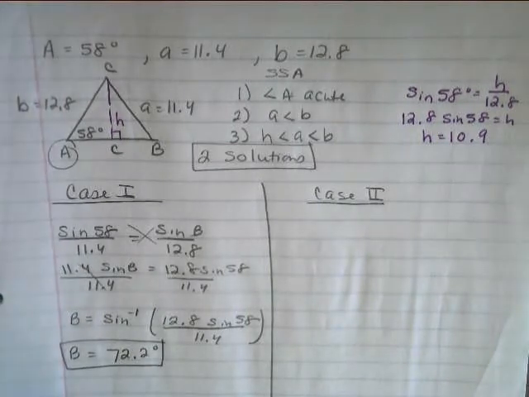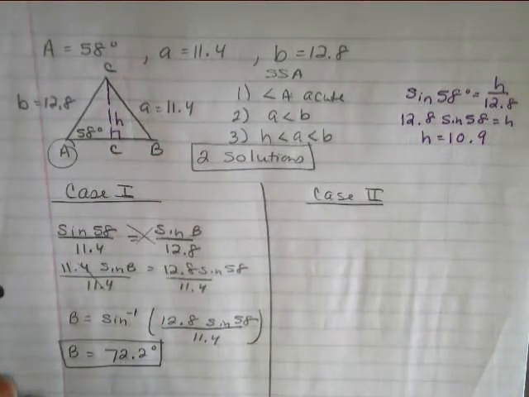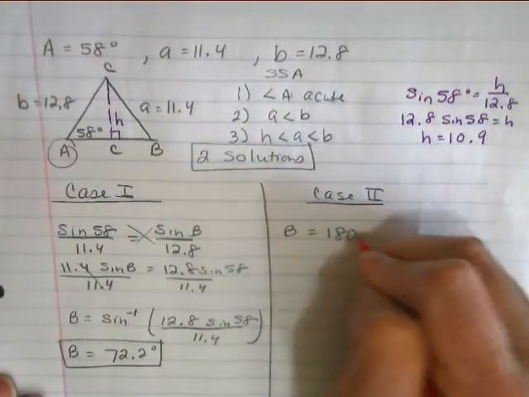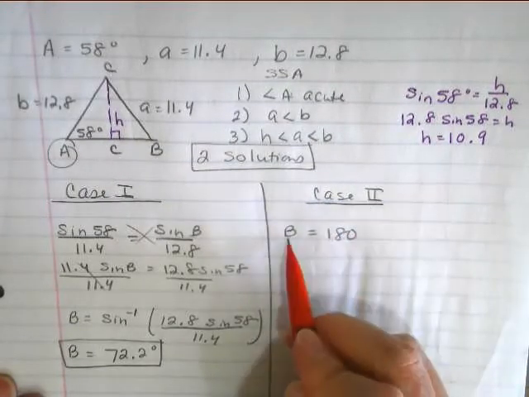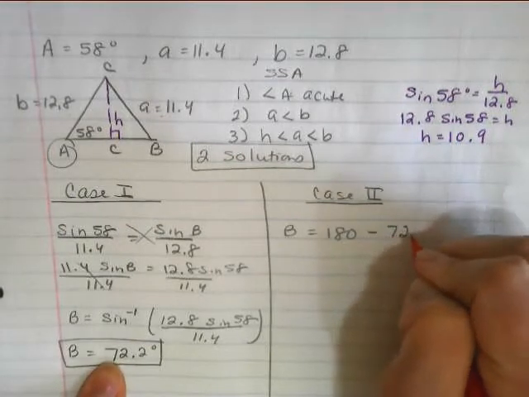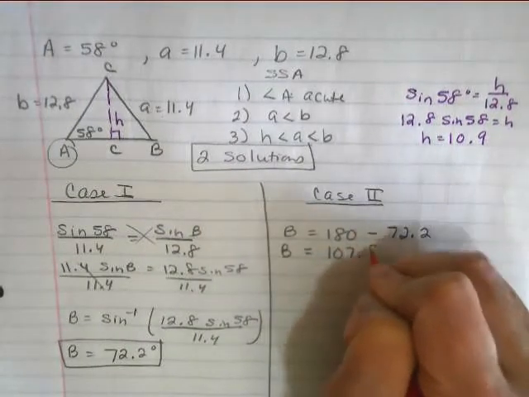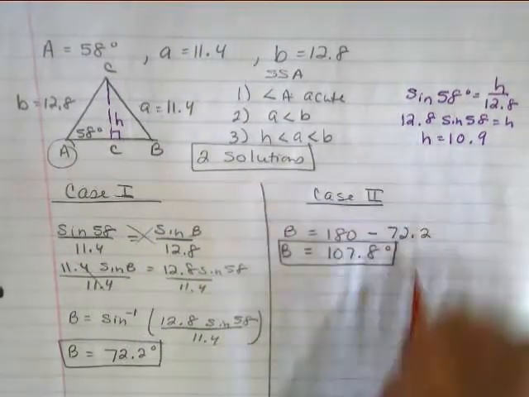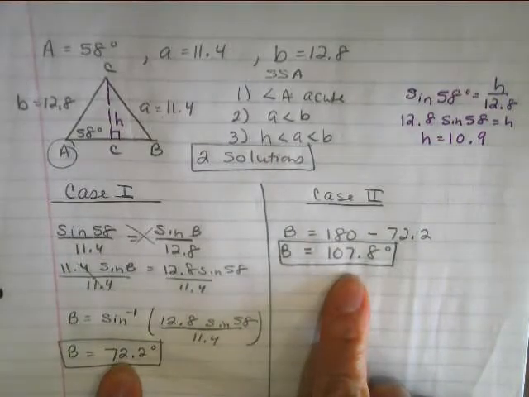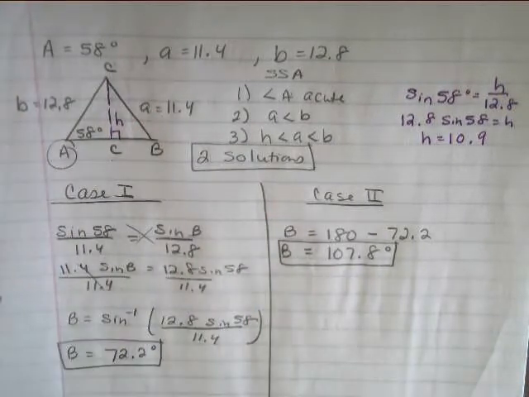Because this is the ambiguous case, angle B could be 72.2 degrees, or it could be the angle that's supplementary to that. So I'm going to go over to case 2 and write that down before I forget. Under case 2, angle B is going to be 180 minus what we just found of 72.2. That comes out to be 107.8 degrees. So again, we don't know if angle B is 72.2 or 107.8. Because of that, we have to find angle C and side C for both cases.